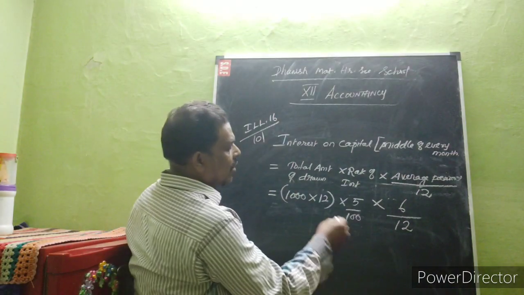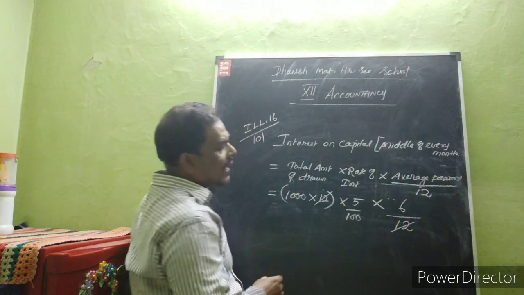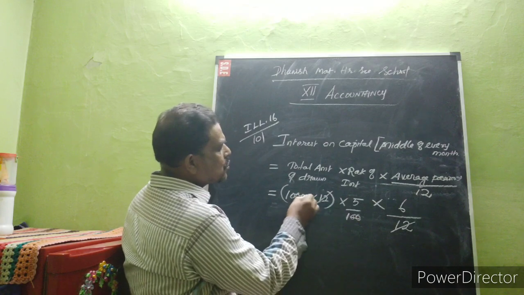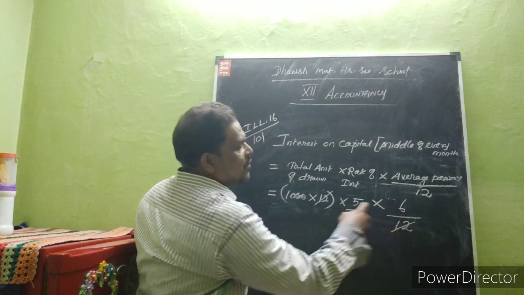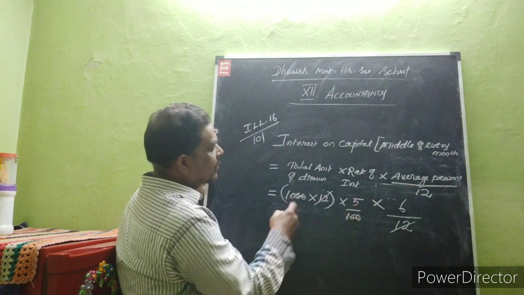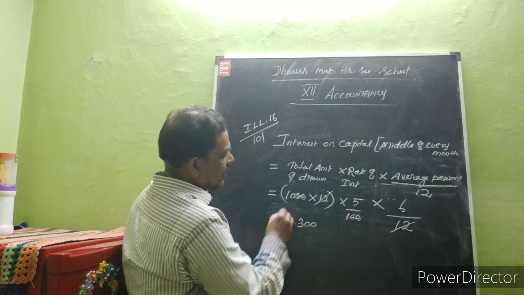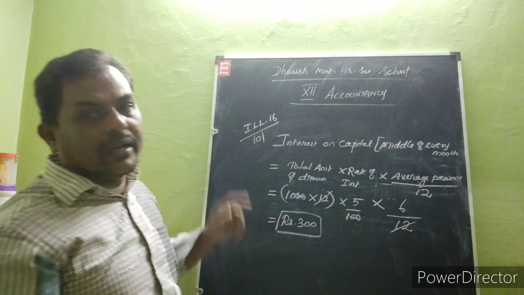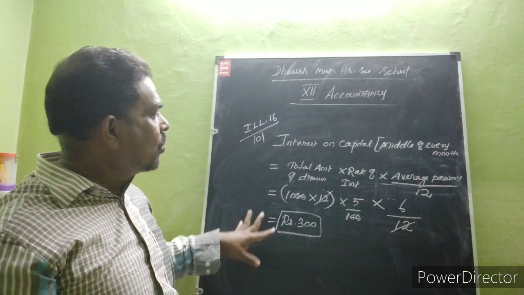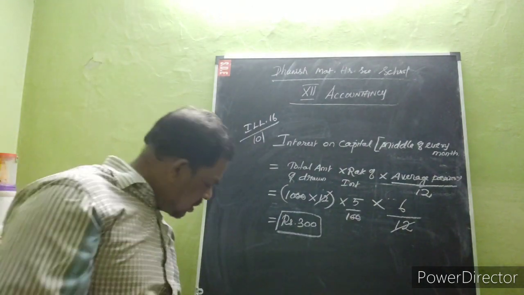Okay, divided by 12. Now this 12 will be cancelled. This 20, this 20 will be cancelled. Now 6 5s are 30. 30 into 10, rupees 300. Rupees 300.